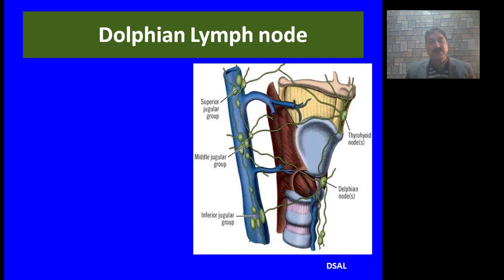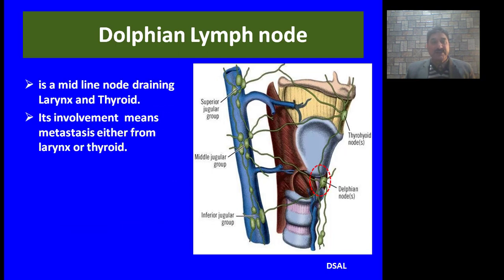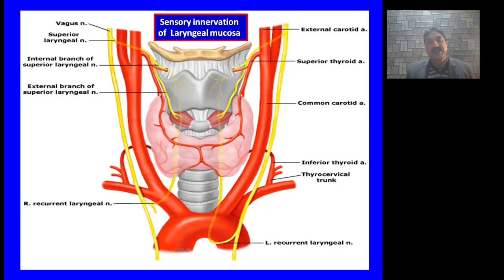What is the Delphian lymph node? It is a midline lymph node draining the larynx and thyroid. Its involvement means metastasis either from the larynx or from the thyroid.